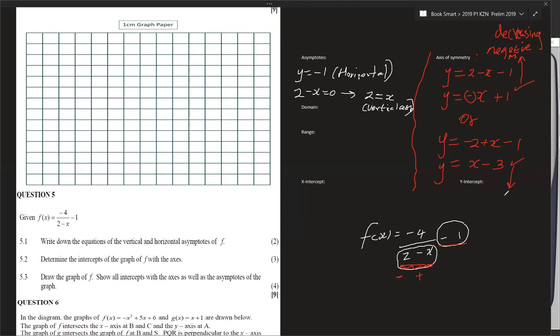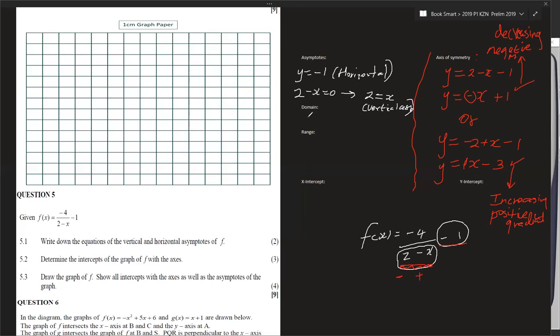This one, they'll say increasing. If you hear the word increasing, sometimes they'll say positive gradient. Right, which is true because our gradient is 1 there. Awesome. Okay. Domain and range are pretty simple if you have your asymptotes.